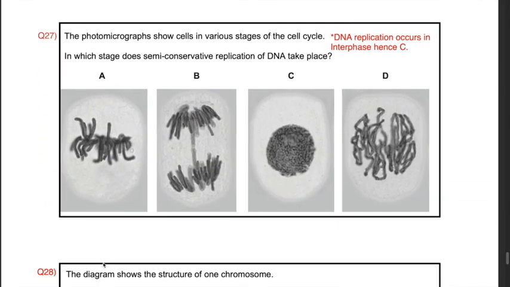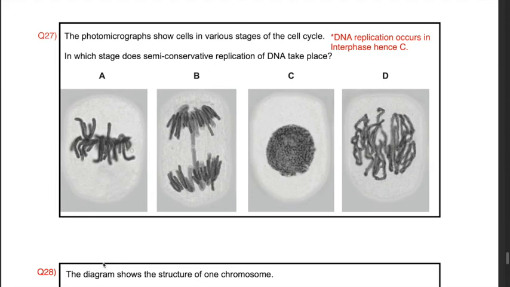Question 27. The photomicrographs show cells in various stages of the cell cycle. In which stage does semi-conservative replication of DNA take place? DNA replication occurs in interphase, whereas not in the stages of mitosis. And if you look at the given diagrams, A, B and D represent stages of mitosis, where you can obviously see some stringy-like appearance of chromosomes. And yes, chromosomes start to be visible from prophase onwards.